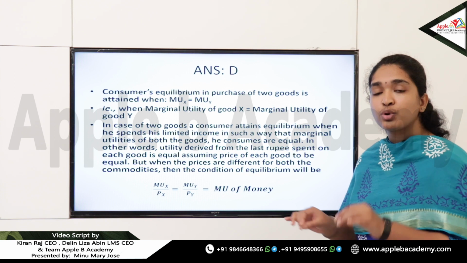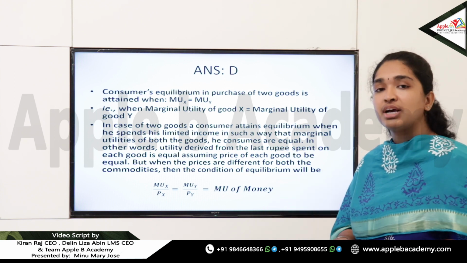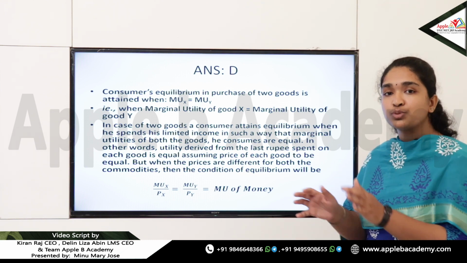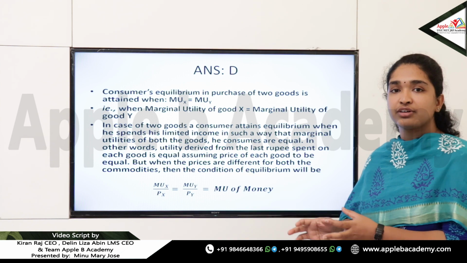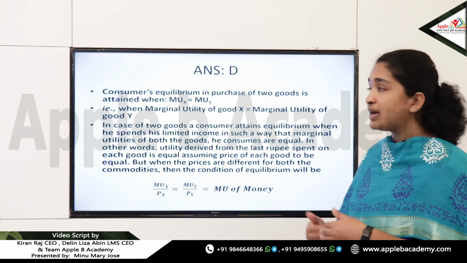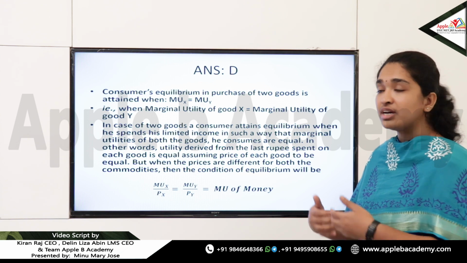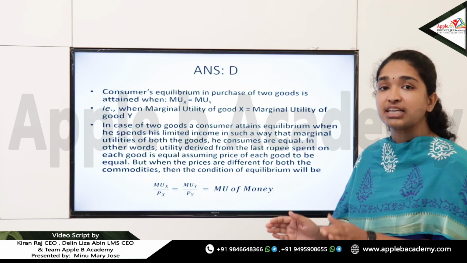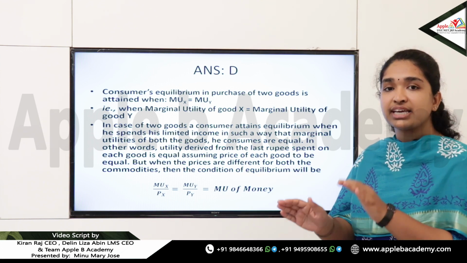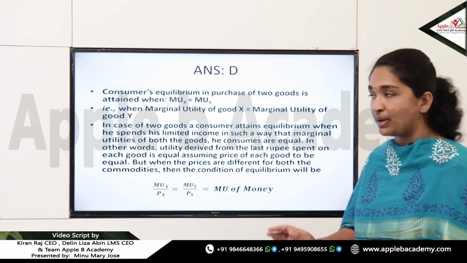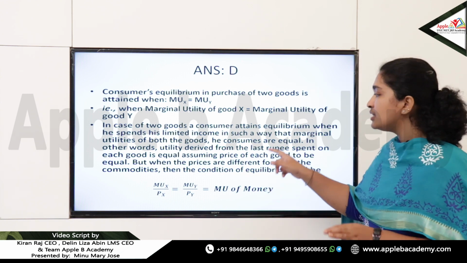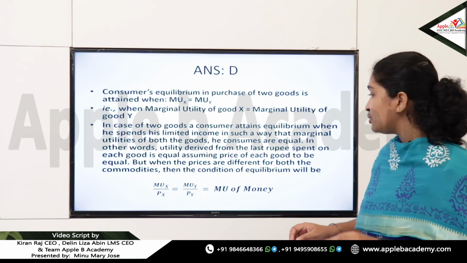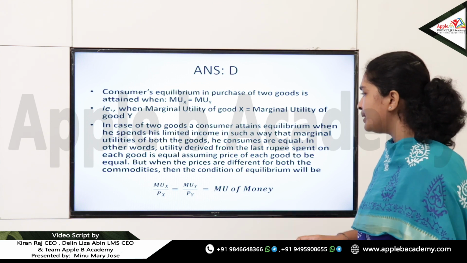So when it comes to the two commodity model, or where we have two or more commodities, a person will always have to choose the corresponding quantities of each of X and Y based upon the income that he already has. He has to allocate his income in such a way that the marginal utilities he derives from both the commodities are always equal. In other words, the utility derived from the last rupee spent on each good is equal, assuming the price of each good to be equal.